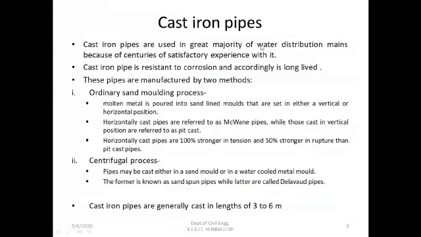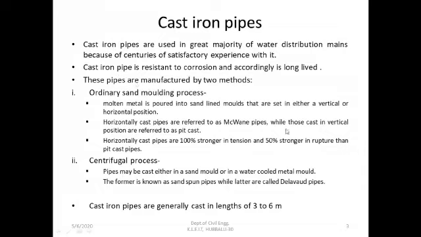The first one is cast iron pipes. These are mainly used for water distribution mains because of centuries of satisfactory experience with them. That is, they have a long life because of their resistance to corrosion.